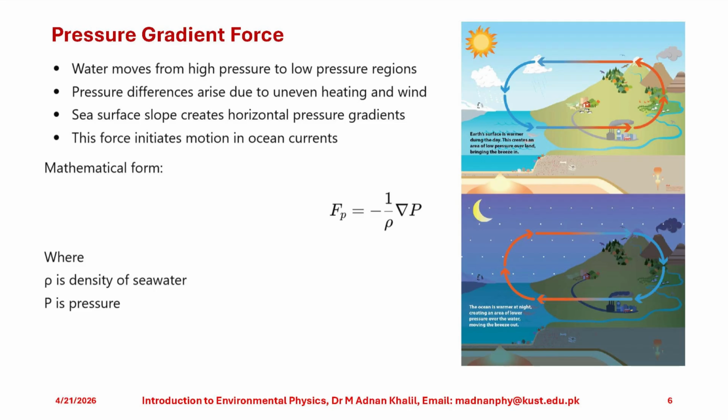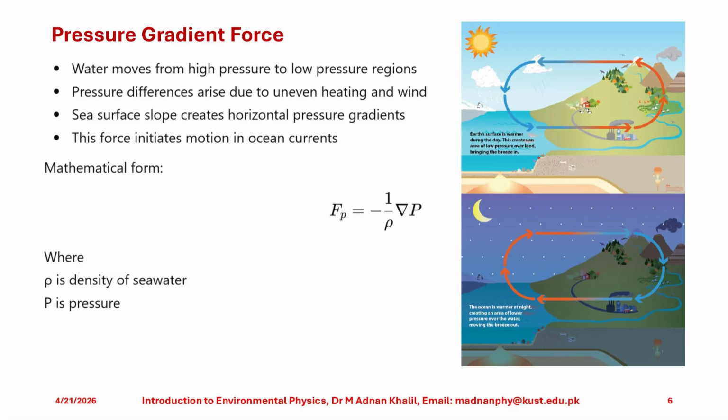This happens because land has lower heat capacity, while seawater has higher heat capacity and can absorb more energy without a large increase in temperature. As a result, the land becomes warmer than the sea. The air above the land gets heated, expands, and rises, creating a low-pressure region over land. At the same time, the air over the ocean remains relatively cooler and denser, forming a high-pressure region. Now, due to this pressure difference, air moves from the sea toward the land. This is known as sea breeze.